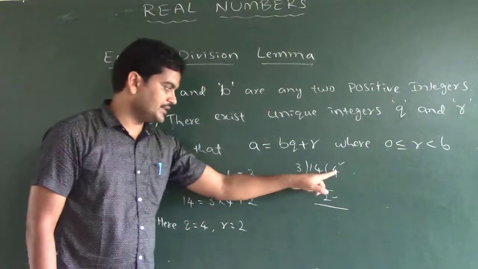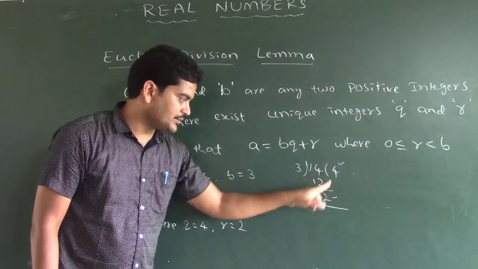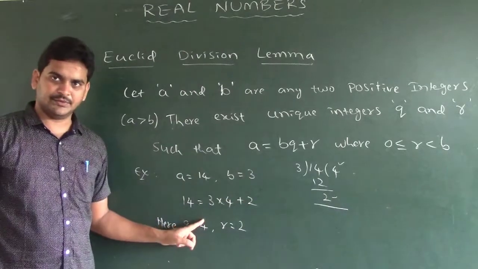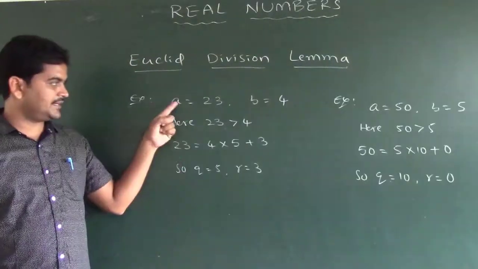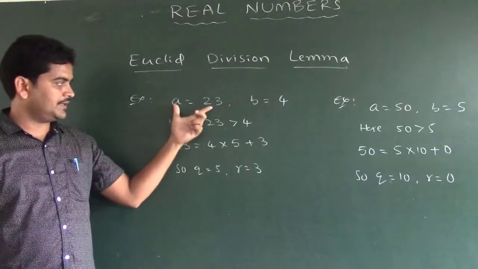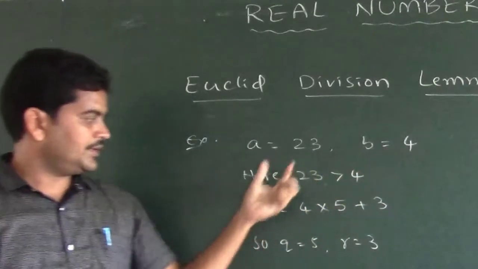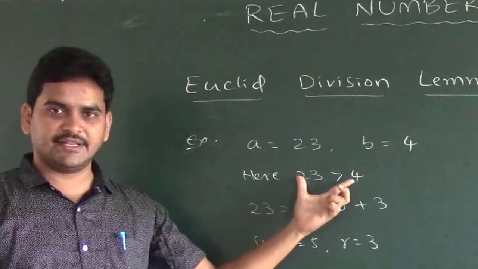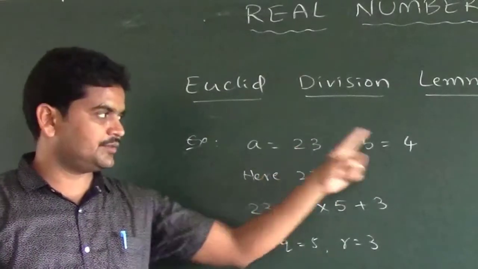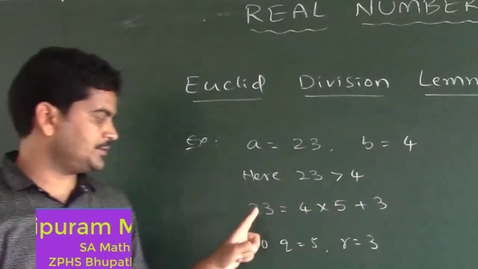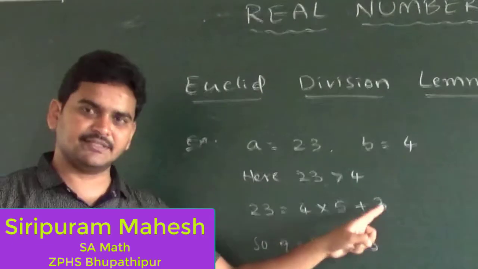Okay, so here in this example 4 is the quotient and 2 is the remainder. Okay, so this is the Euclid division lemma. Let us take another example. Here a is equal to 23, b is equal to 4. Now here 23 is greater than 4. So we are taking 23 as the dividend, 4 as the divisor. So 23 divided by 4, we get quotient 5 and remainder 3.